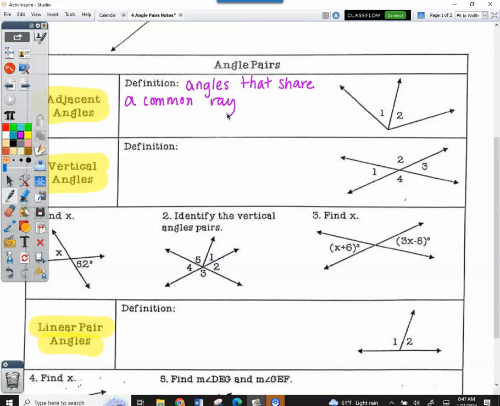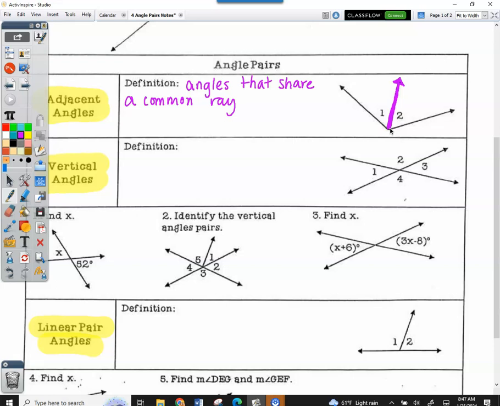If you look in terms of angles, I want you to take, don't take your highlighter, take your pencil and just make this ray thicker. Make it thicker. And it's because that ray is what both angles 1 and 2 have in common. So that's what makes them adjacent. Y'all stay with me.